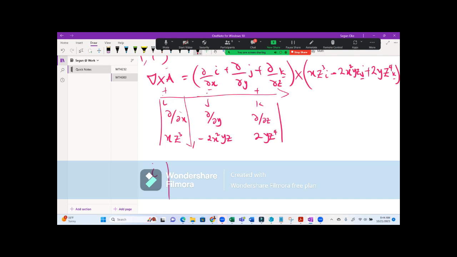d/dy of 2yz raised to power 4, minus d/dz of minus 2x squared yz. Then minus j.